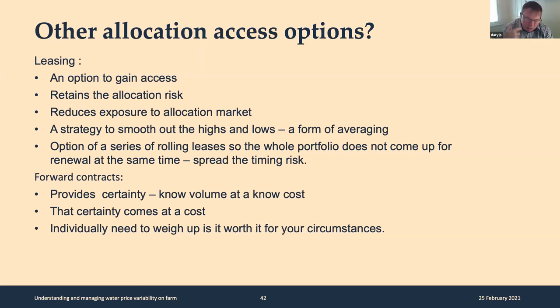And some look at trying to have a series of leases that roll over at different times. So if their portfolio is 400 megs, they might have 100 megs rolling over every year, coming up for renewal every year, to spread that timing risk. Because if all our lease arrangements end in the middle of a pretty dry period, then re-engaging in those lease options might be a more expensive option. Those things don't get set up overnight. It's a build-up, but it can form part of your strategy.